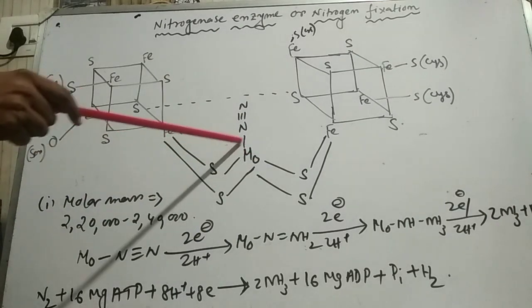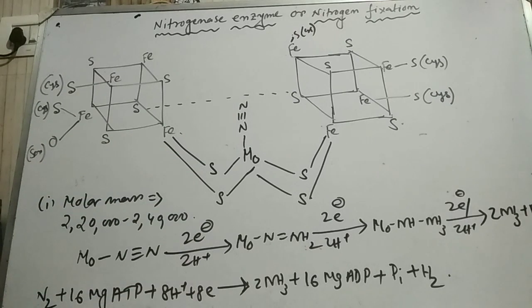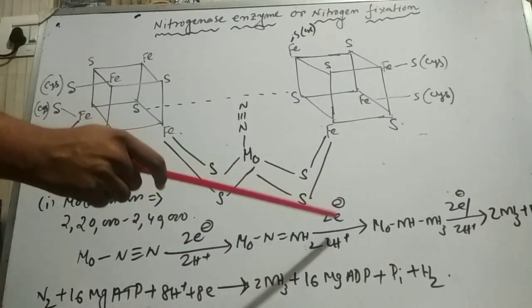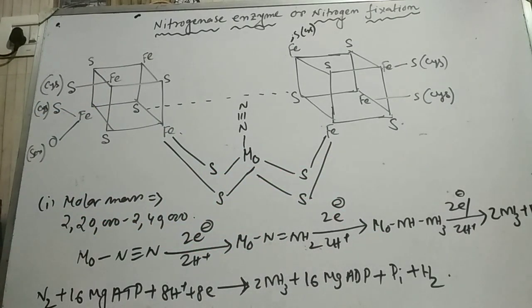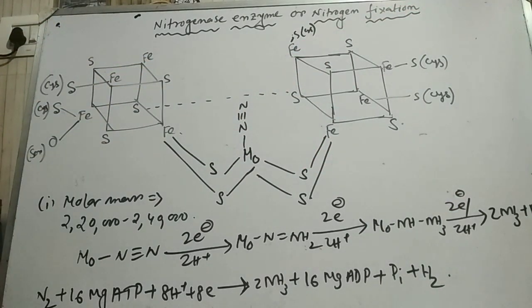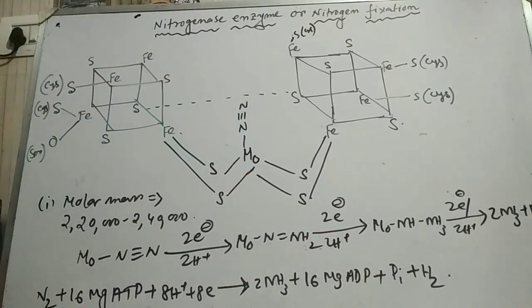Then the reducing electron approaches the molybdenum center, and a series of reactions takes place. So what is the series of reactions? Molybdenum-bound nitrogen first takes up electrons, then the diazine derivative is formed, then the hydrazine derivative is formed, and finally ammonia and molybdenum are formed. The energy for this process is provided by the hydrolysis of ATP to ADP and phosphate. Thank you.